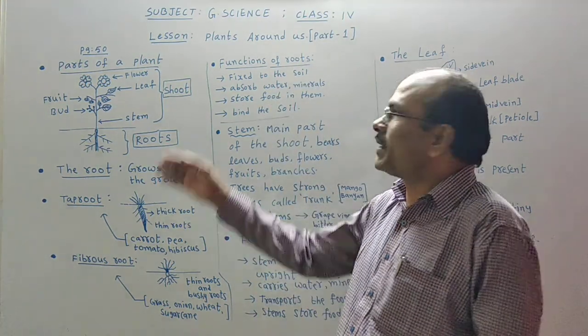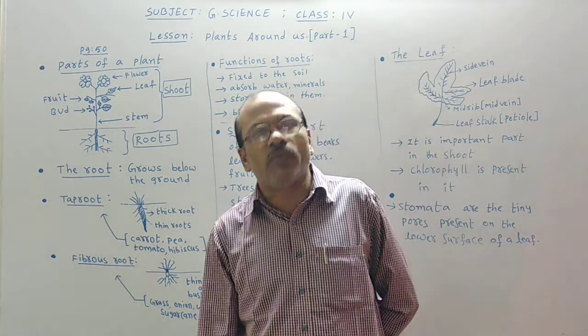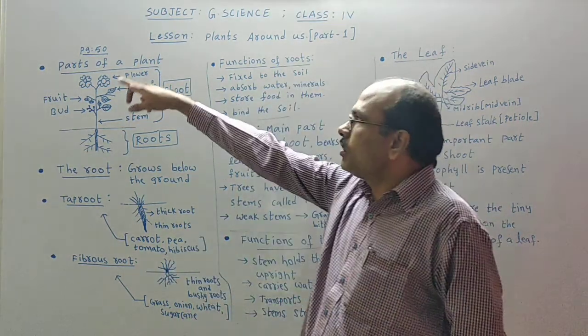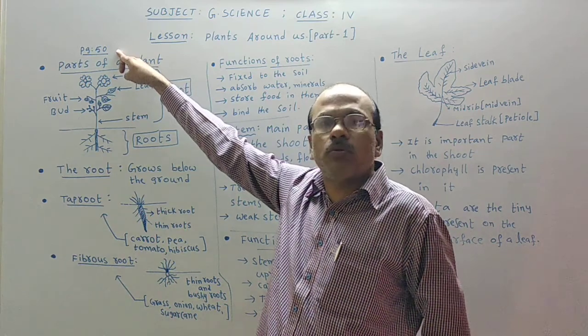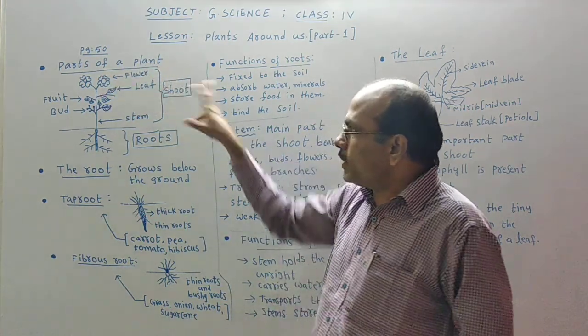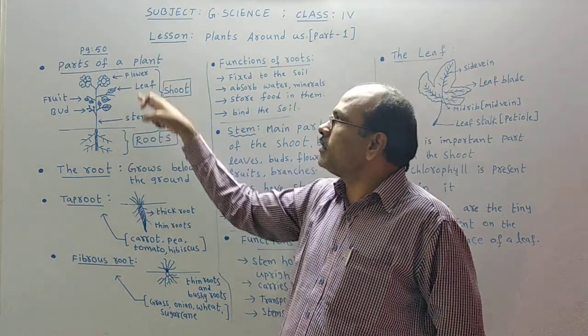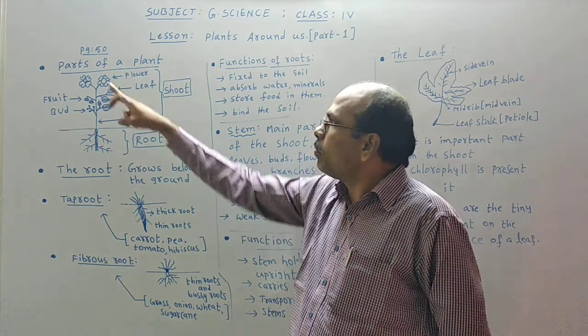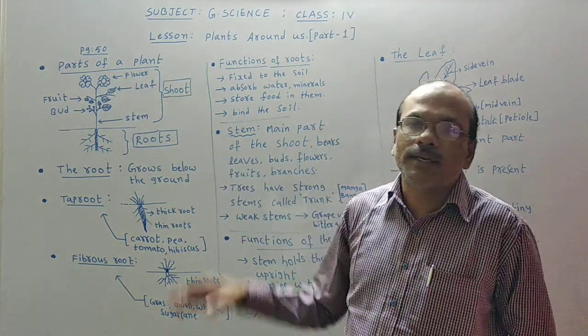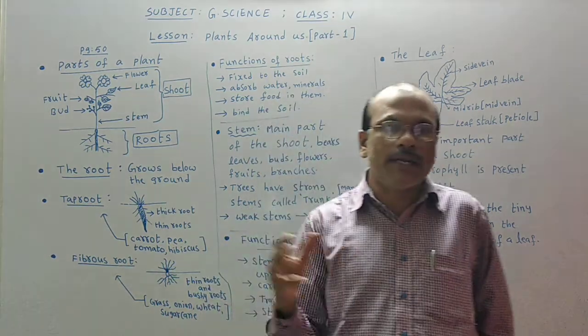Today we are going to discuss plants around us, Part 1. All of you take out your General Science textbook, page number 50. Let us see the parts of a plant. Here is a picture arranged. It is a plant. Parts of a plant we will discuss, then we will go for the other parts of the lesson. Let us see about it.